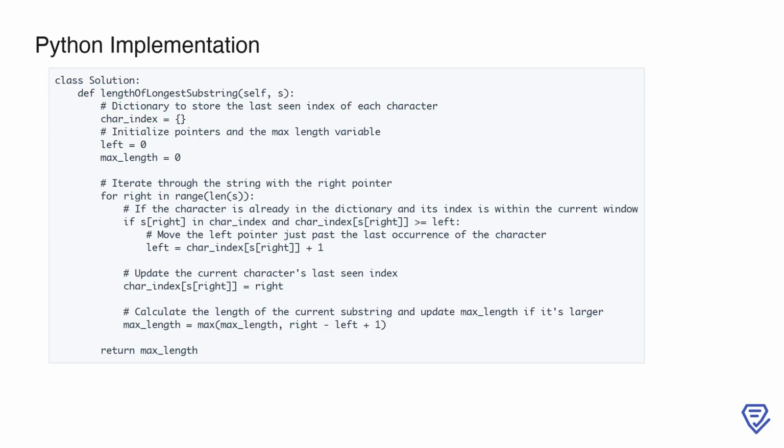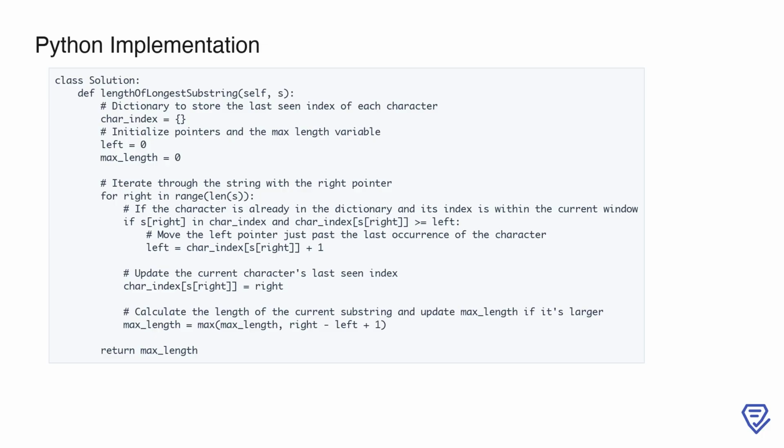The algorithm iterates over the string using a right pointer. For each character in the string, it checks if the character is already in char_index and if its last seen index is greater than or equal to the current left pointer. If so, it means the character is repeated within the current window, and we update the left pointer to char_index[s[right]] + 1 to exclude the repeated character and maintain a valid substring.